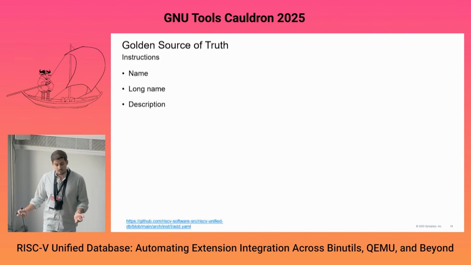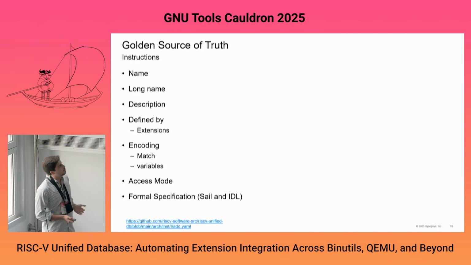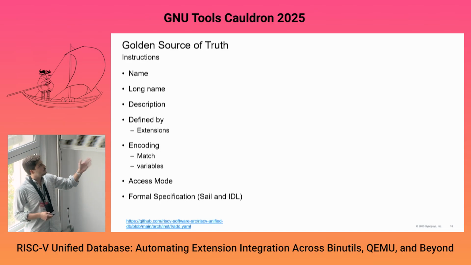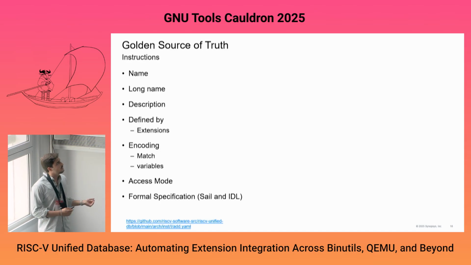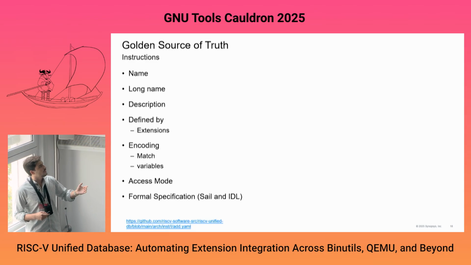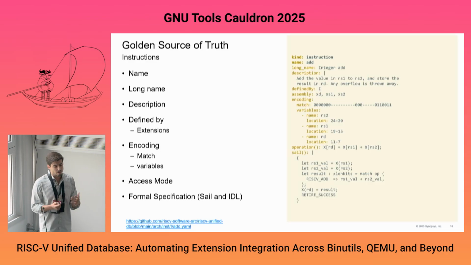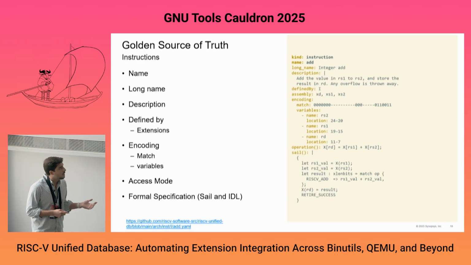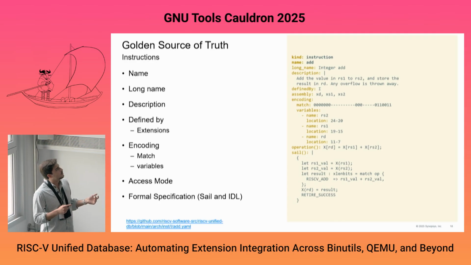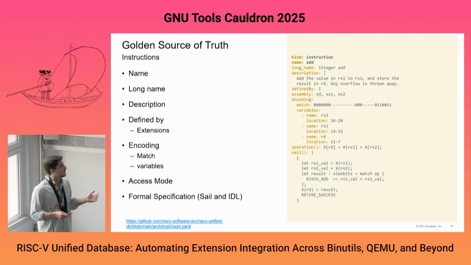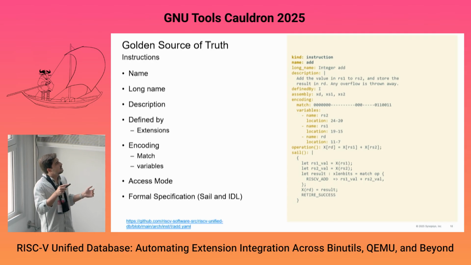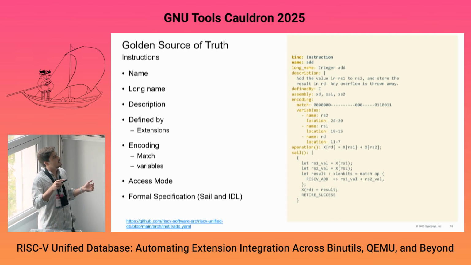So for instructions, the main parts that we have to go through are the name, the long name, descriptions, what extensions define each instruction, its encoding, access mode, and even formal specification, so the semantics of it. So if you look at the right, and we go from the top to down, you'll see that all this information is there. So this is an ADD, it's a very simple one, but you may see that you can see the extension that defines it. In this case, it's the base ISA, so it's I extension.